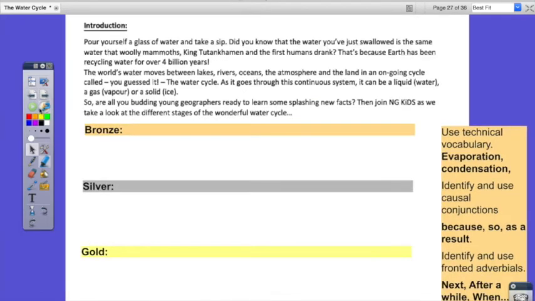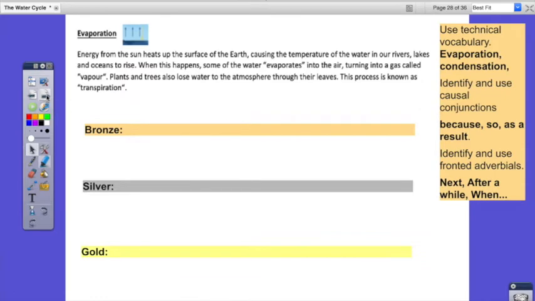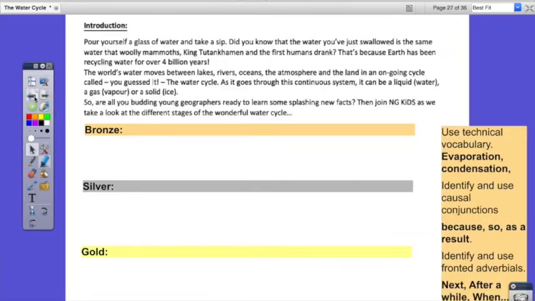So, as always, there are three levels of challenge, but you are going to choose your challenge because it's going to depend what your writing outcome is like. So the introduction is the first thing you're going to write today. Today I'd like you to write your introduction, your evaporation paragraph and your condensation paragraph. Now they're not very big. Your introduction does not have to be as long as this.